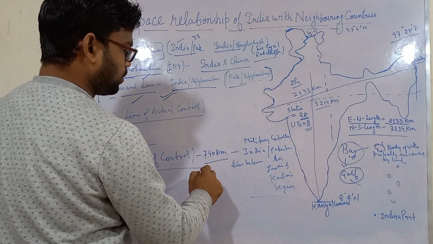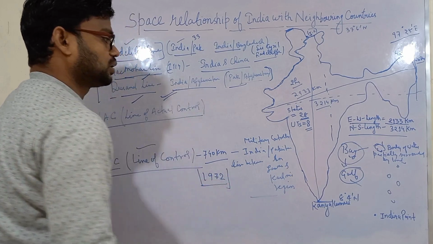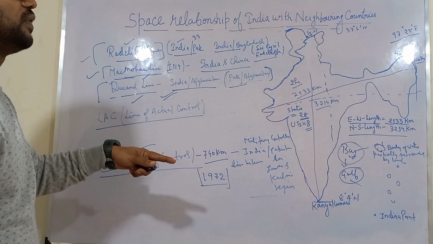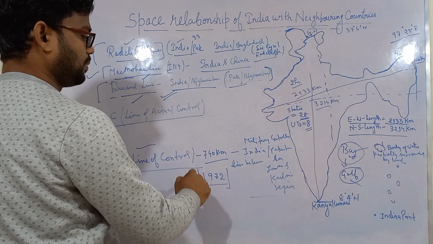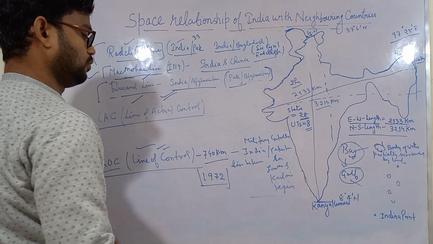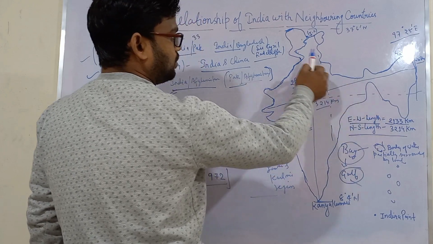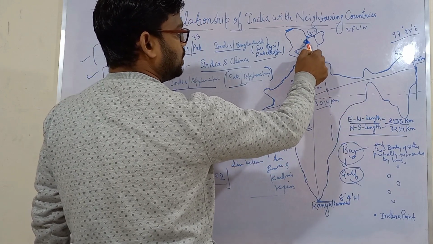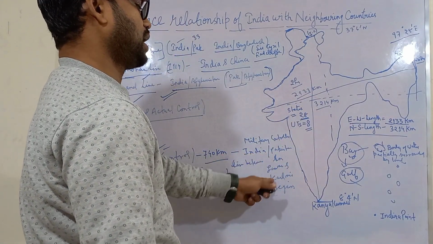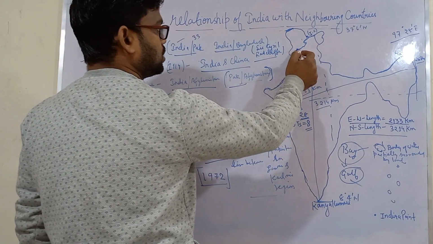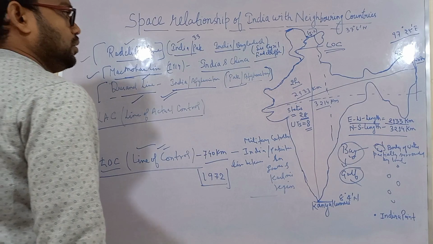And this came formally into existence in 1972 after the third India-Pakistan war. The second war of India-Pakistan was in 1965. So after the third India-Pakistan war, when Bangladesh got established, this line of control was formally established. So LOC is nothing but a military control line between India and Pakistan lying in the Jammu Kashmir region. So this is LOC. So remember this.